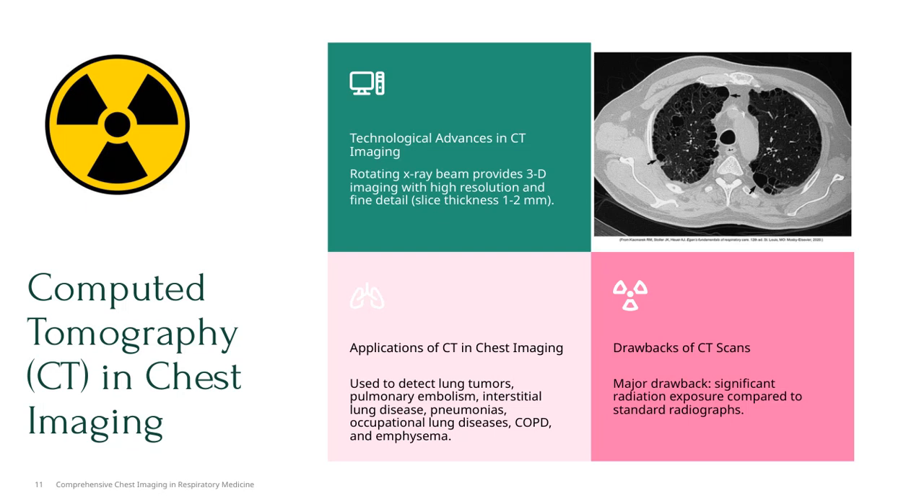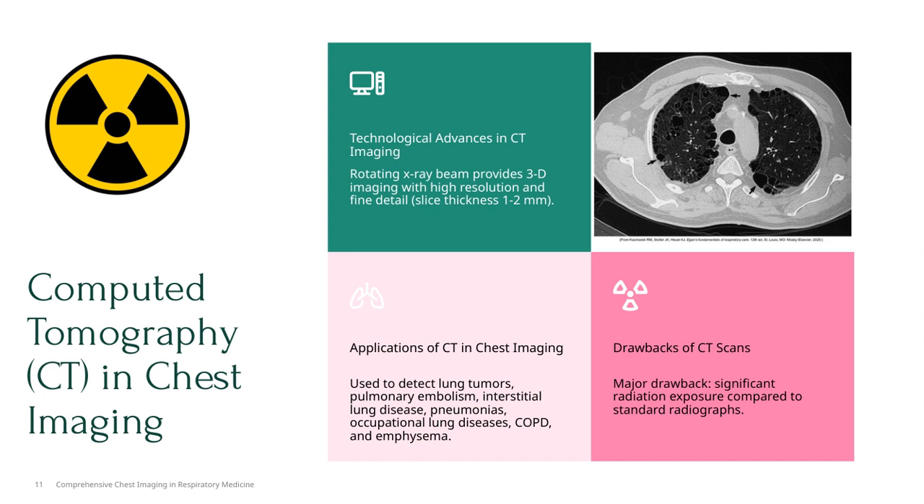Now, let's look at some of the technological advances in CT imaging that have really transformed respiratory medicine. One of the key features is the rotating X-ray beam, which allows us to generate three-dimensional images with remarkable detail. The slices are typically just 1 to 2 millimeters thick, giving us high-resolution images that help us see fine anatomical structures clearly. This advancement has significantly improved our ability to diagnose and evaluate various lung conditions.